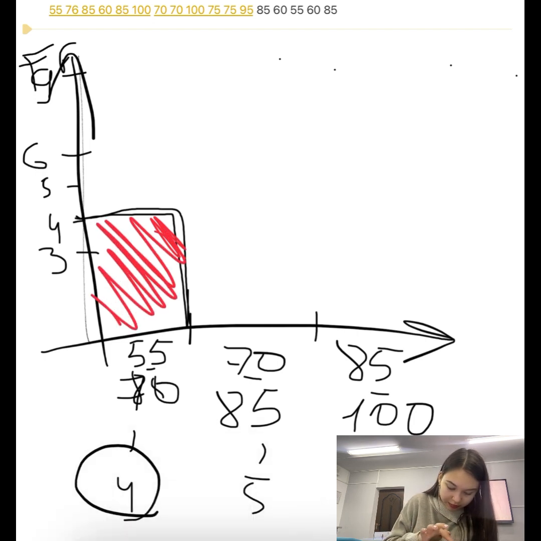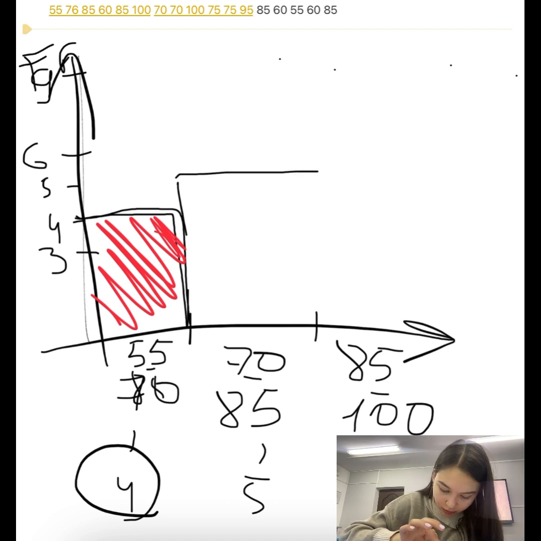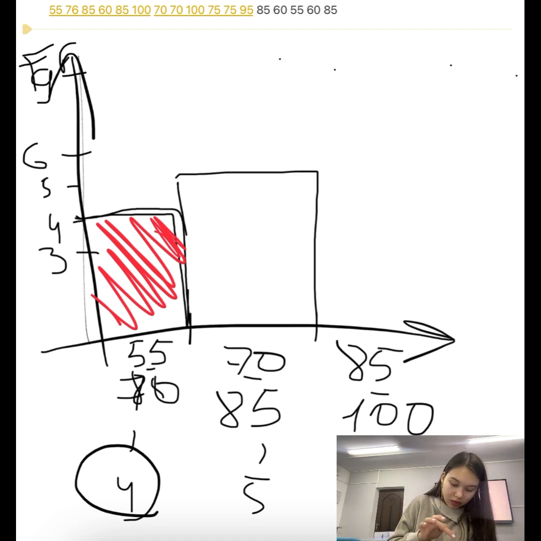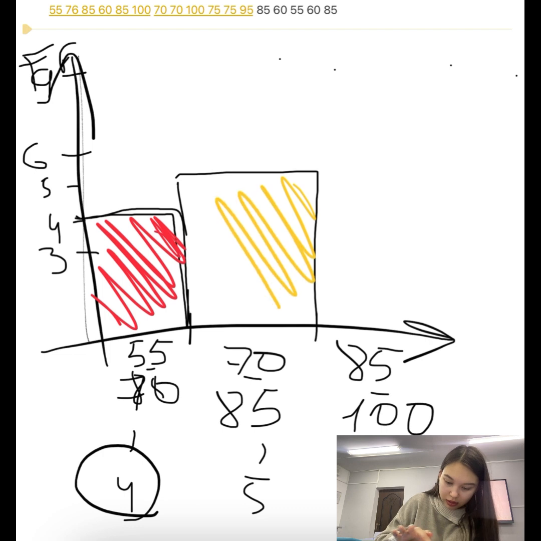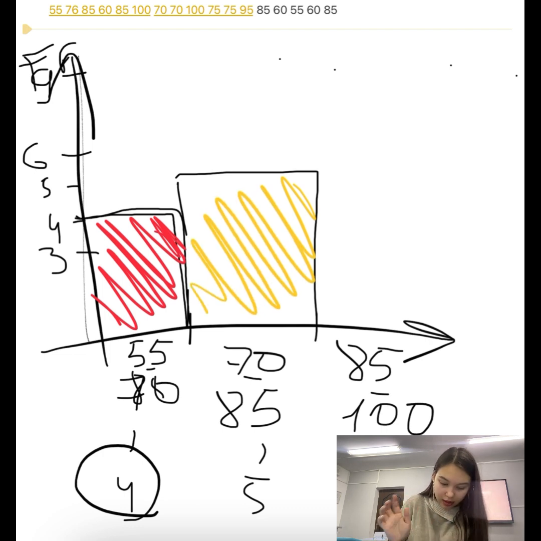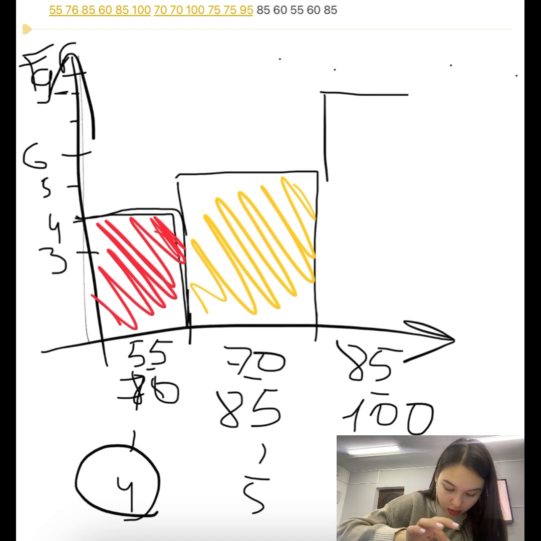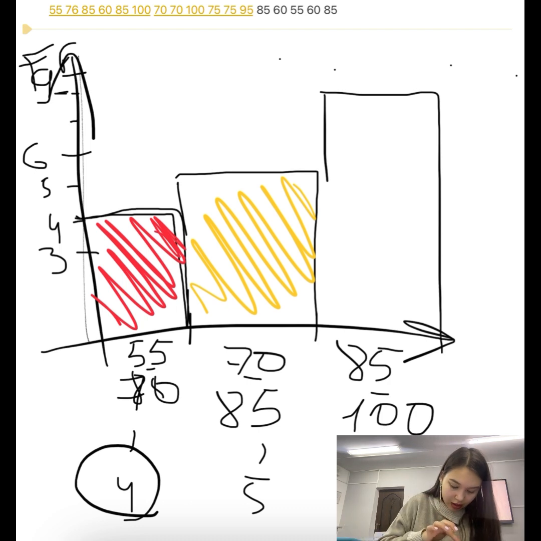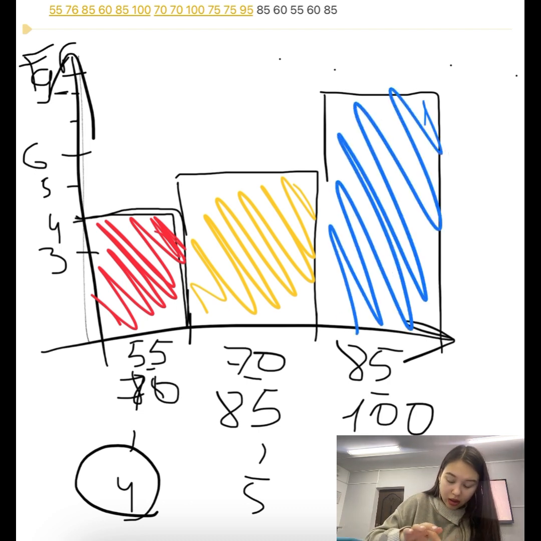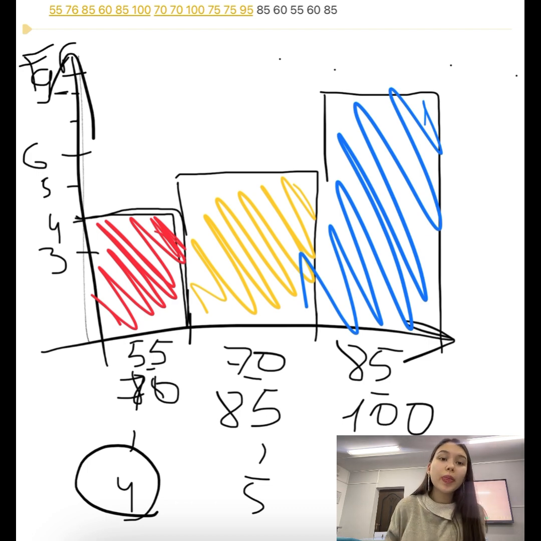Then from 70 to 85 we have the number 5, it is distributed 5 times. So let's draw it with another color. And the third, from 85 to 100, is distributed 8 times. So 8 is approximately in here. So we draw it on this histogram like this. And that's all you have to know.